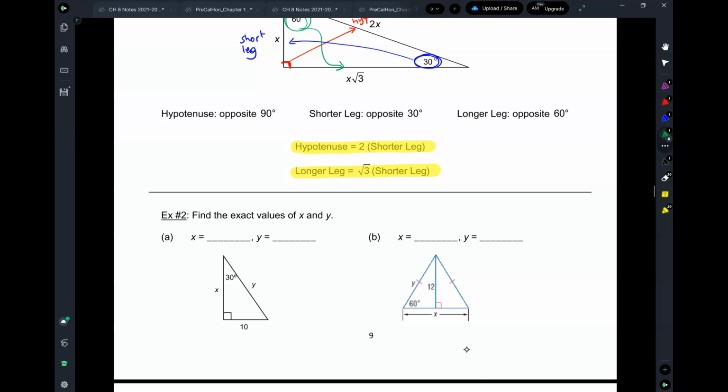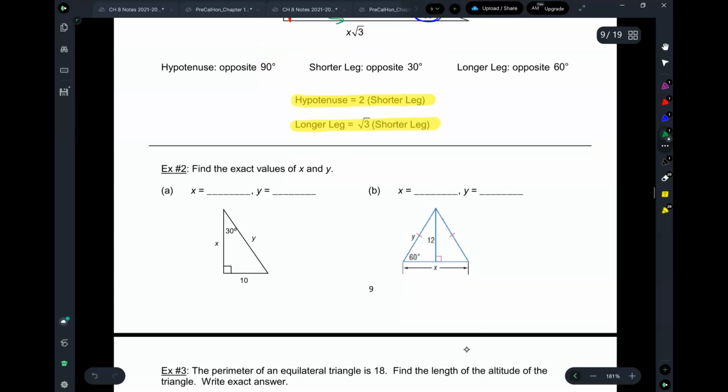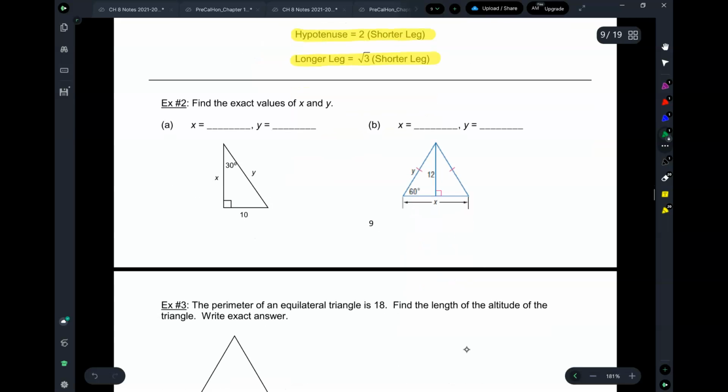Okay, so let's do these. Look at what you have. You have a 30, 60, 90. Immediately, where's the short leg here? Tell me. The 10, the x, or the y? The 10. So this is the short leg, this is the long leg, and this is the hypotenuse.